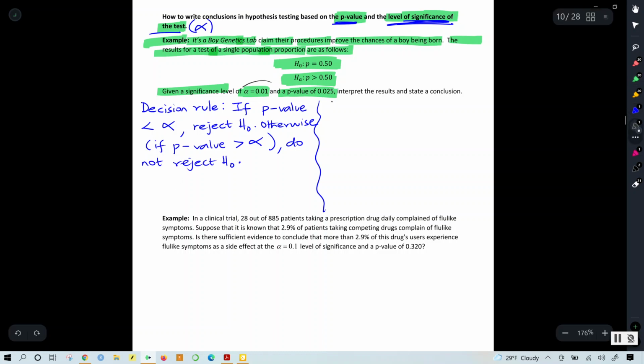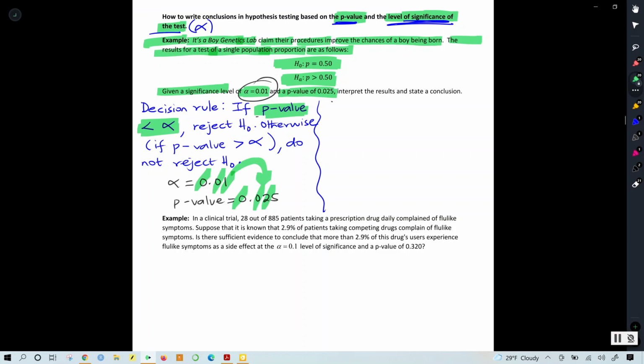What is our alpha? Alpha is 0.01, p-value is 0.025. So, do you think this is a case of p-value lesser than alpha? What do you think? 0, 0, 0, 0, 1, 2. 1 is less than 2. So in this case, you see that alpha is lesser than the p-value, rather.